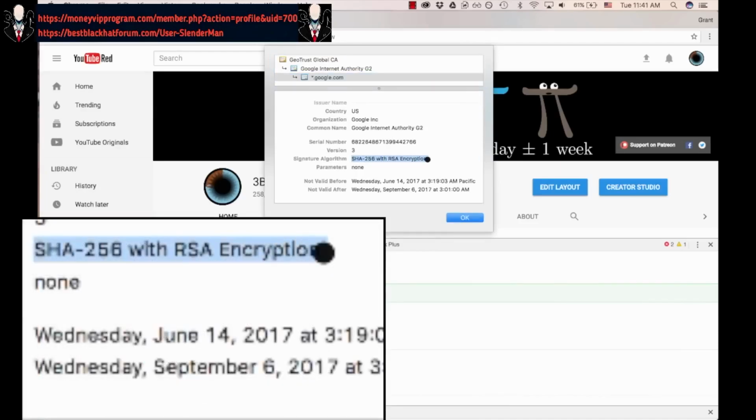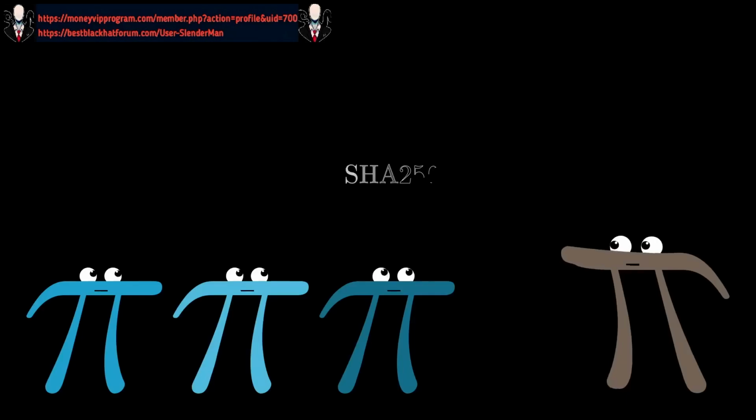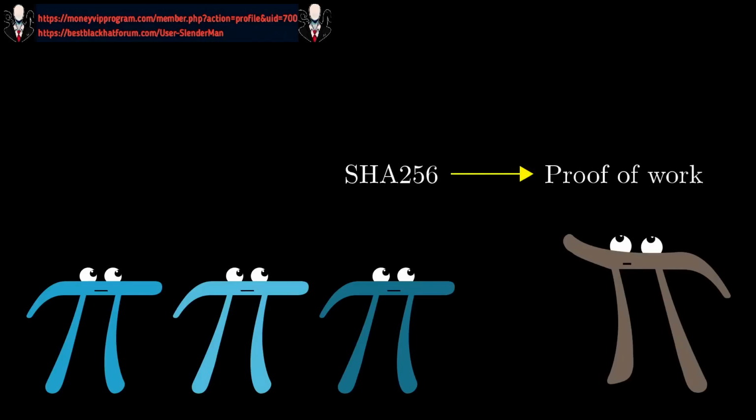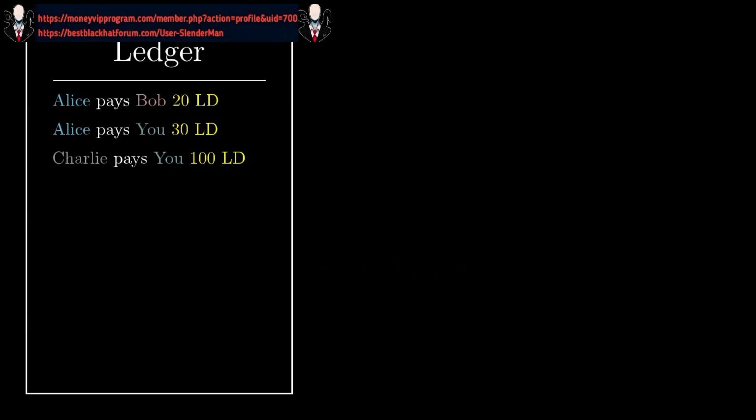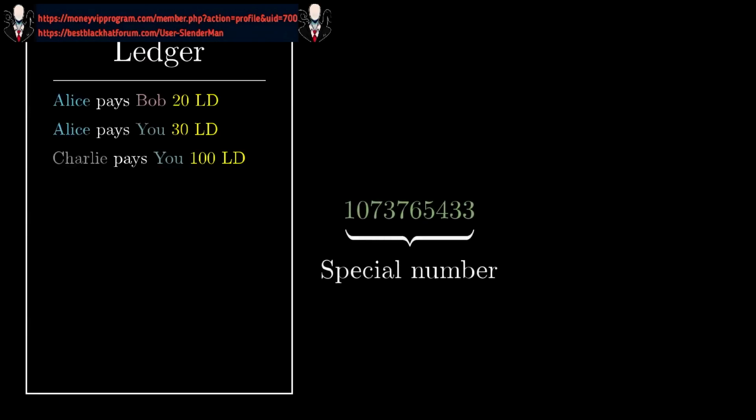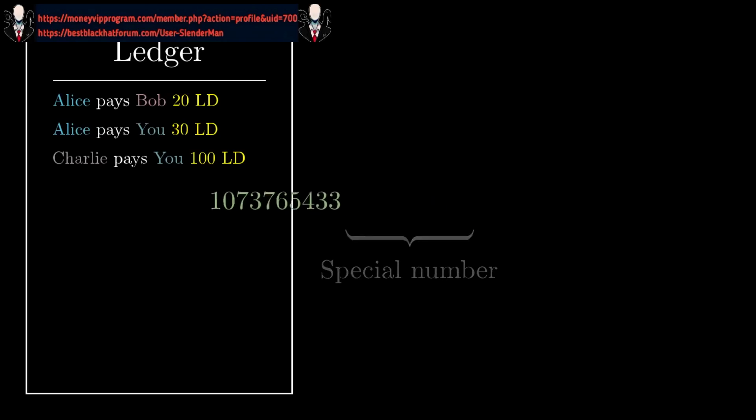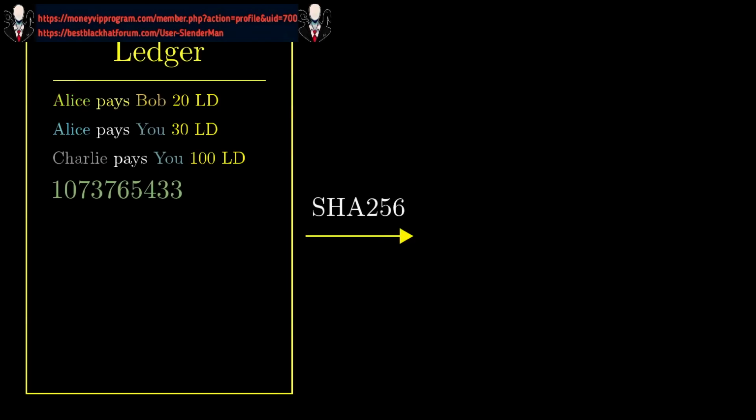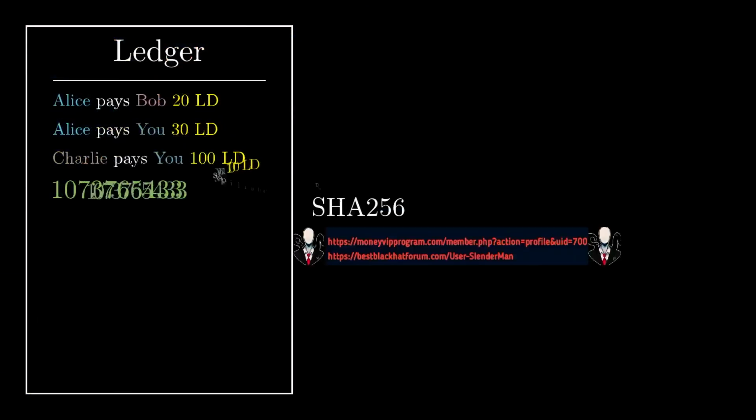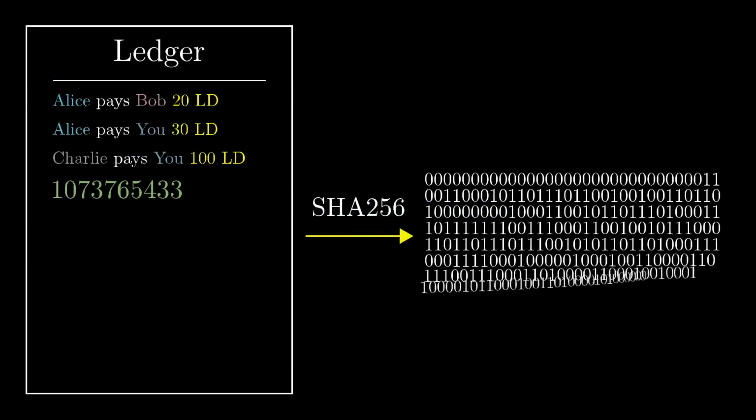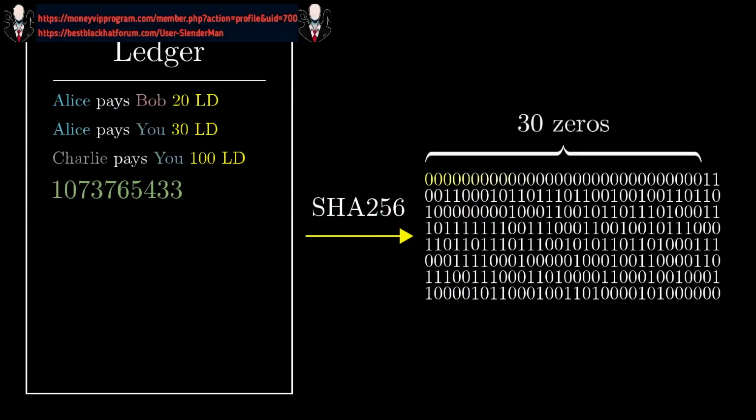For right now, our focus will just be on how such a function can prove that a particular list of transactions is associated with a large amount of computational effort. Imagine someone shows you a list of transactions, and they say, "Hey, I found a special number so that when you put that number at the end of this list of transactions and apply SHA-256 to the entire thing, the first 30 bits of that output are all zeros." How hard do you think it was for them to find that number?